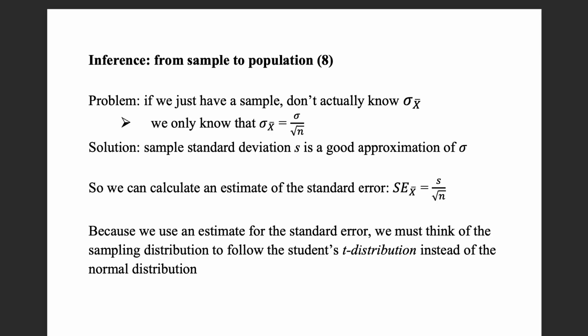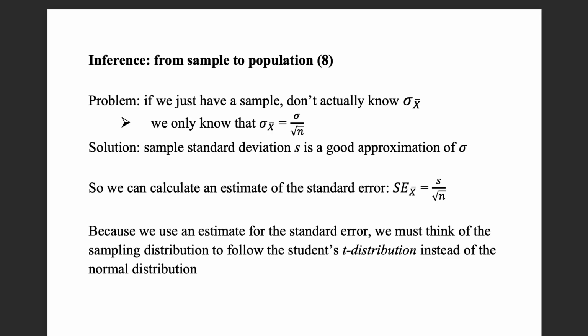There is a bit of a downside to that, because we're just using an estimate of the population standard error, not the actual population standard error, so we are introducing a little bit more uncertainty. Because it might not always be that the standard deviation in the sample is a good approximation.